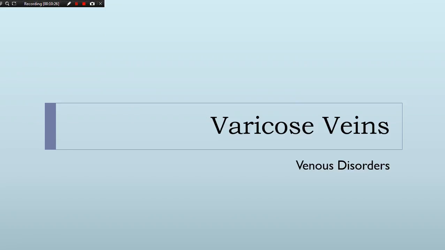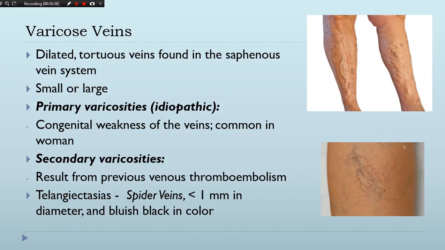So let's talk about varicose veins. So varicose veins are the dilated, tortuous veins found in the saphenous vein system, usually in the superficial venous system. They can either be small or large, and typically the smaller ones, they're asymptomatic and they typically don't cause a lot of problems for patients. But the larger, more tortuous, obvious ones, they're going to have a lot more manifestations and implications for the patients.